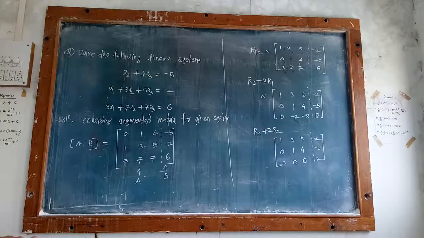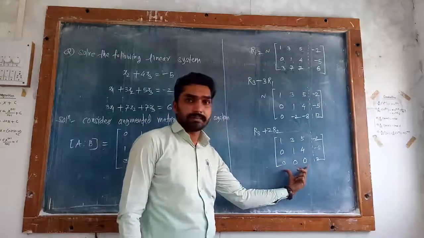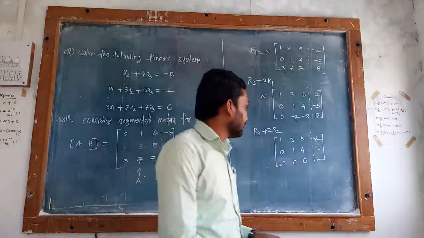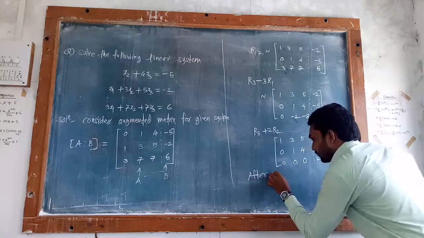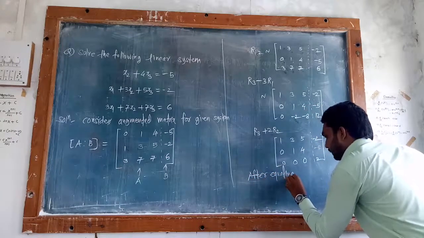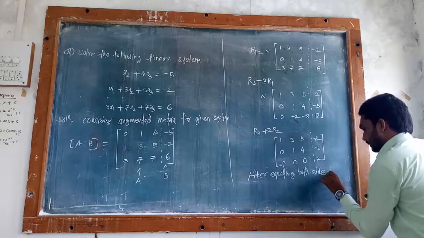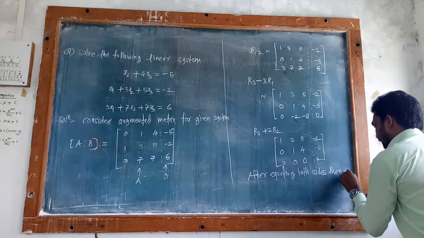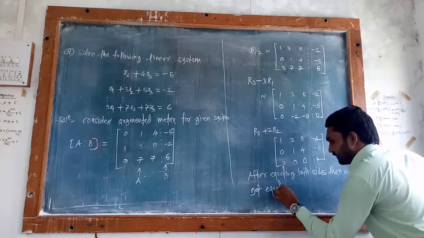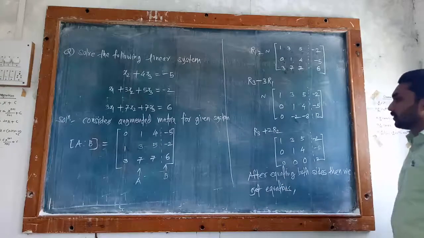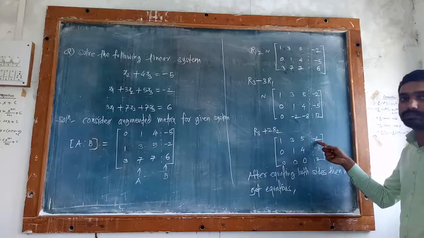Next, we have to take the first, second, third rows of the coefficient matrix A multiplied by x1, x2, x3, right? After equating both sides, we get equations. What is your first equation? x1 plus 3x2 plus 5x3 equal to minus 2, right?